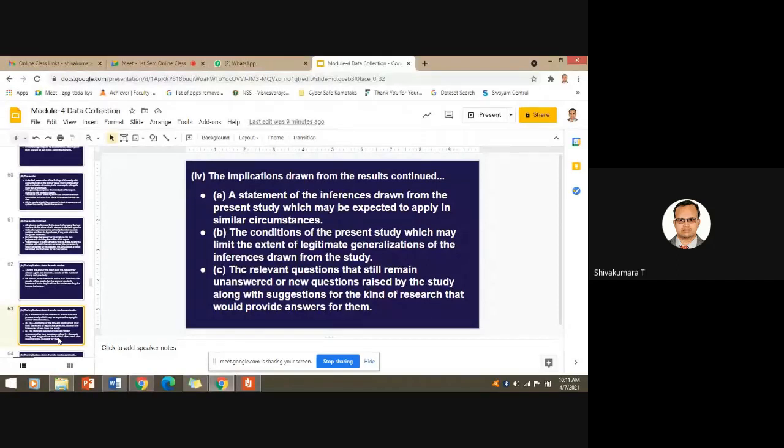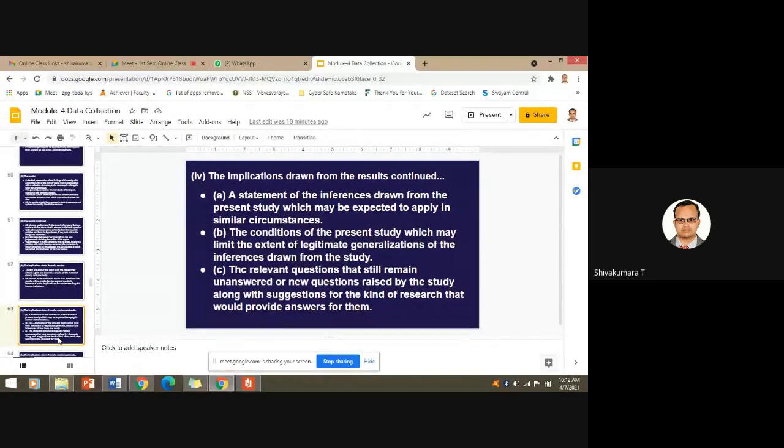Usually in the implications, what you are going to draw is a statement of the inferences drawn from the present study, which may be expected to apply in similar circumstances. Suppose you studied the traffic problem in Bangalore city. If that work is completed, you are trying to apply the same study you made for Bangalore in the Mysore region. It may or may not work with little modification, or you may have to change the entire scenario.